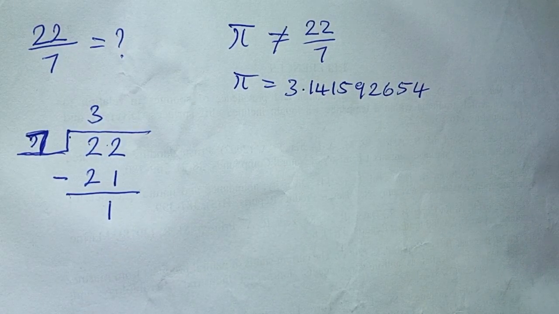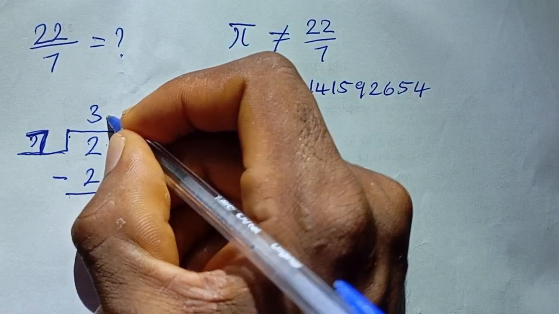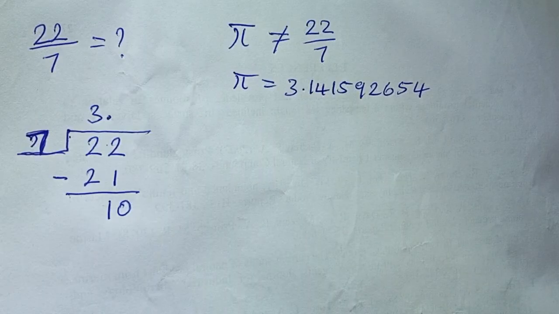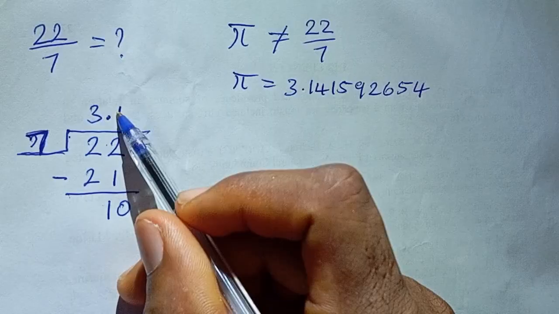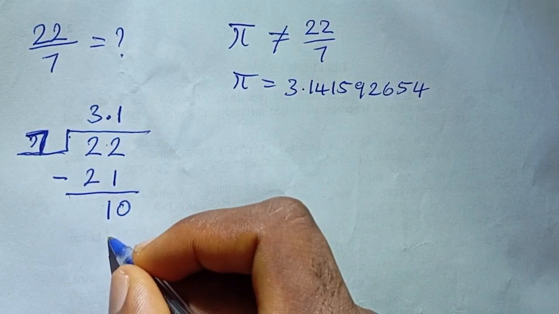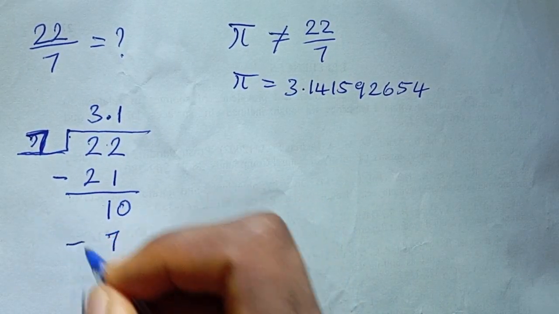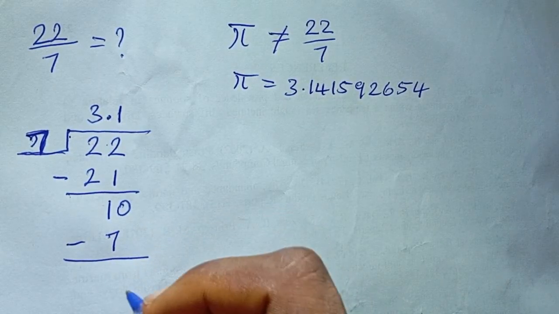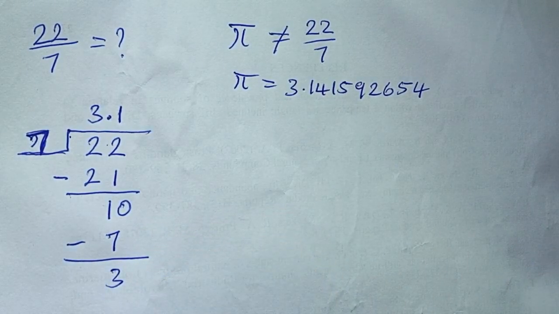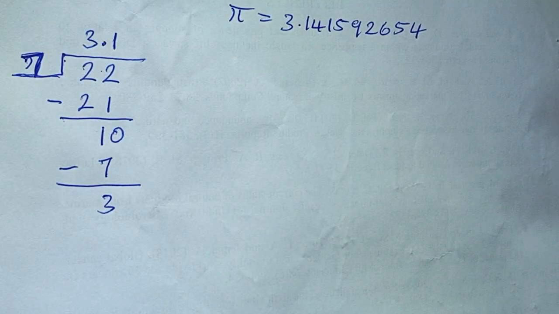Now 7 cannot divide 1. Why? Because 1 is smaller than 7. We do what? We fix a point and add 0. After that, 10 divided by 7 is what? It is 1, remainder 3. Okay, let's do it. 1 times 7 is what? 1 times 7 is 7. Then we subtract. 10 minus 7 is what? It is 3. Now we continue.